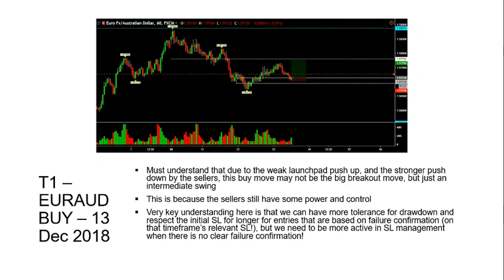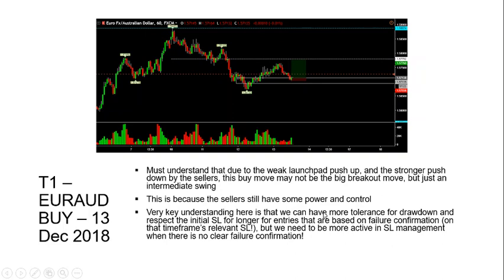In the hourly, I saw that due to this weaker move up by the buys and the relatively strong push down, this may just be a small buy. It may not go all the way to the target. I was aware of this, and this has an impact on my SL management. This kind of entry is a breakout retest entry.